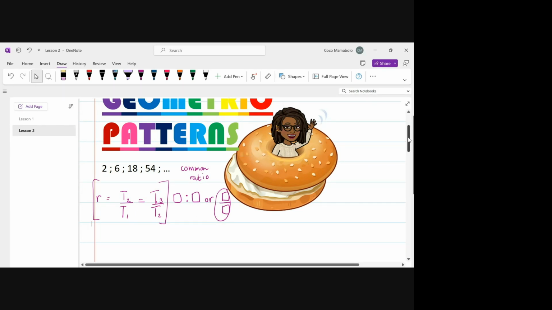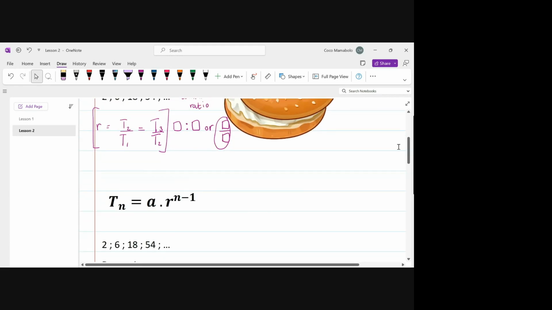Okay, so remember when we were doing arithmetic sequence, we said we always need 2 things when we're doing arithmetic patterns. We need A and we need D. Now, in this particular question, we don't have A and D. We have A, which is always going to be, who remembers what is A? What is A?